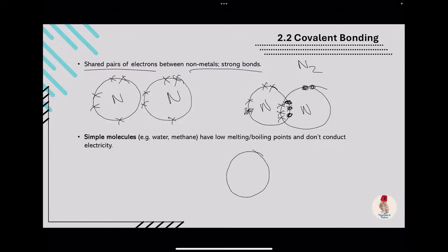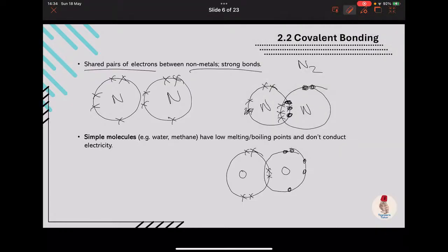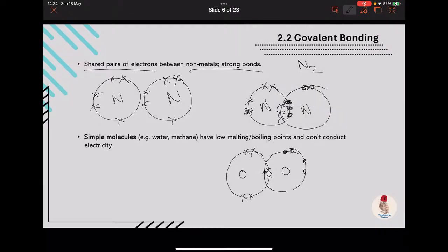6 electrons in its outer shell. So the oxygen will have 1, 2, 3, 4, 5, 6, and the other oxygen will have 1, 2, 3, 4, 5, 6. So now both of the oxygen atoms have 8 electrons in each shell due to the sharing of electrons. However, they initially have 6. So this is how a covalent bond is formed.